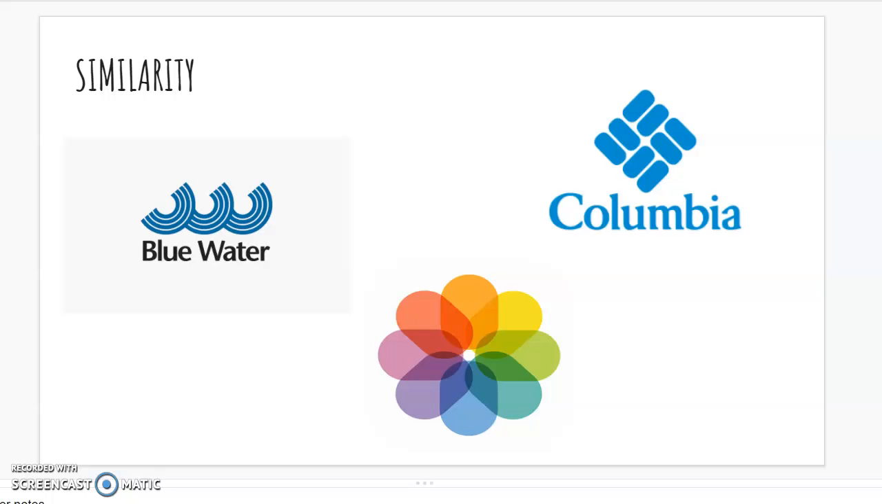Okay, so the next we have similarity. Similarity occurs when objects share visual characteristics. The viewer will perceive them as a group or a pattern. The grouping can be with color, shape, texture, any other type of design element.